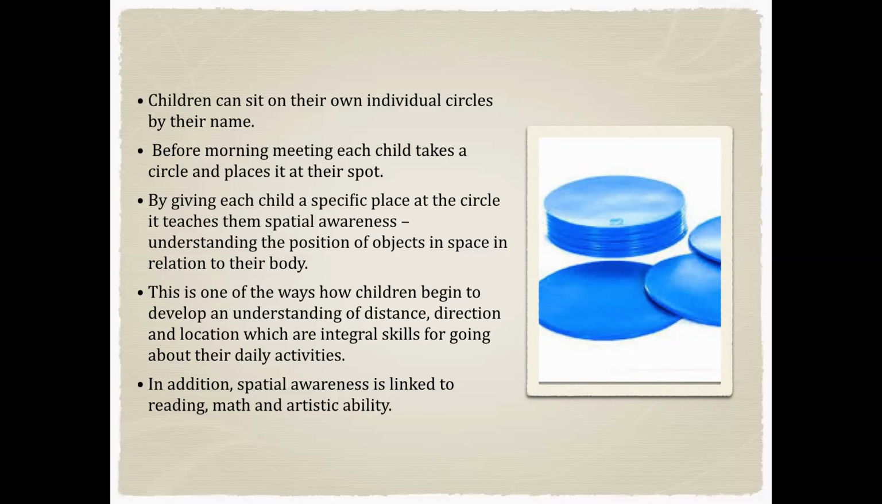So over here you have the individualized circles. Children could sit on their own individual circles by their name. Before morning meeting, which is something that I used to call it, you can call it whatever you want, each child takes a circle and places it at their spot. Now, I want to walk you through the skills that children learn by creating their individual space, okay? By giving each child a specific place at the circle, it teaches them spatial awareness, which is the understanding of the position of objects in space in relation to their body.